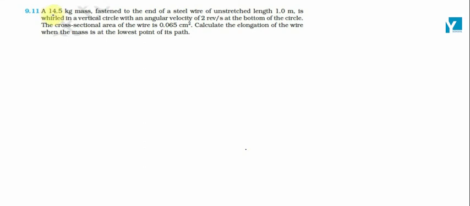A 14.5 kg mass fastened to the end of a steel wire of unstressed length 1 meter is whirled in a vertical circle with an angular velocity of 2 revolutions per second at the bottom of the circle. The cross-sectional area of the wire is 0.065 centimeter square. Calculate the elongation of the wire when the mass is at the lowest point of its path.